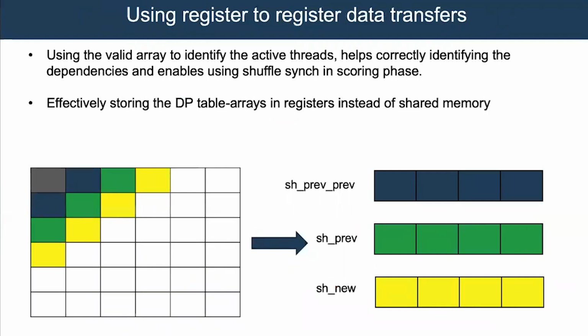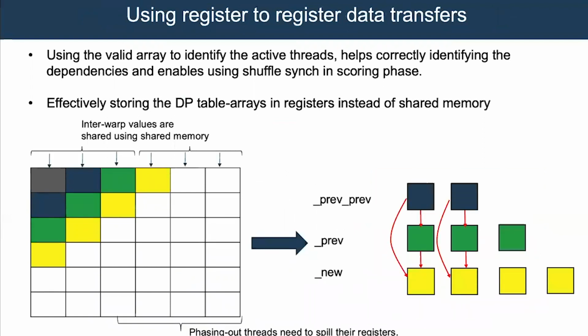Now, in the scoring phase, as you might remember, I mapped the anti-diagonals to the shared memory. And basically, what was happening here was that different threads were sharing data using shared memory. Now, in fact, we could just use registers for that, since we have this warp shuffle, which basically transfers data from one thread to the other using registers. Now, that obviously came with some problems. There were some edge cases. The warp shuffle method only works inside a warp.